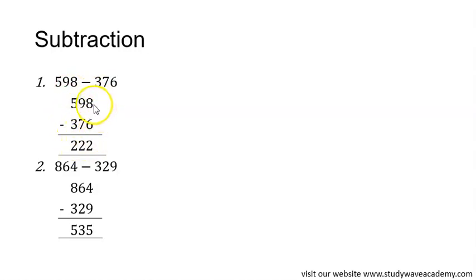So we start with those first row digits. 8 minus 6 is going to give you 2. 8 minus 6, you have 8 oranges. Remove 6 oranges, you are left with 2.